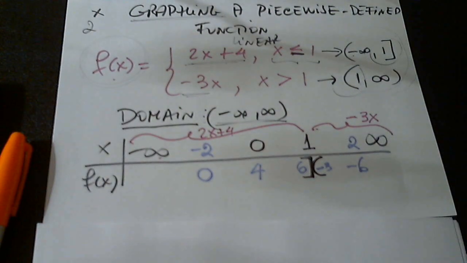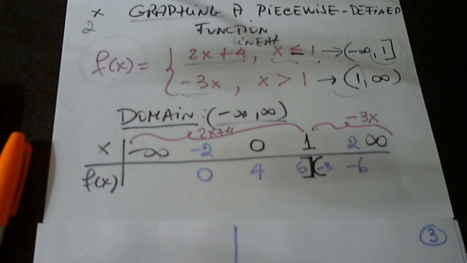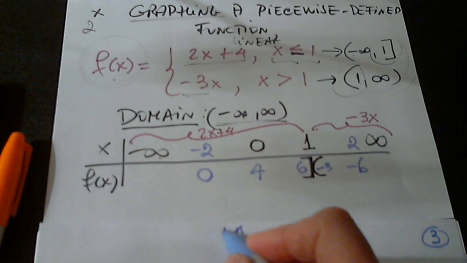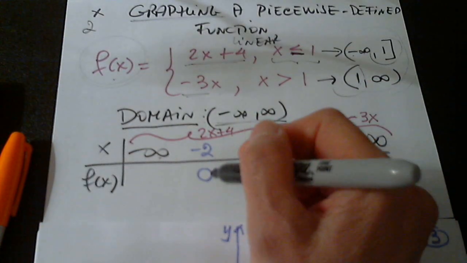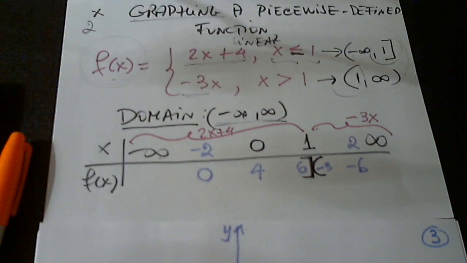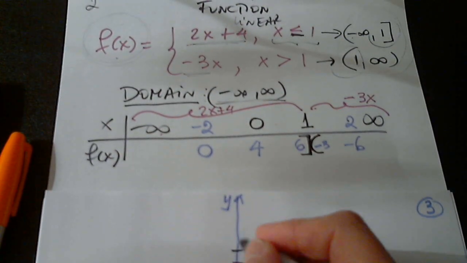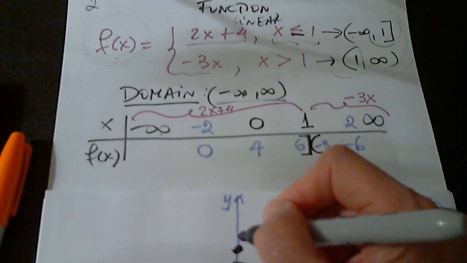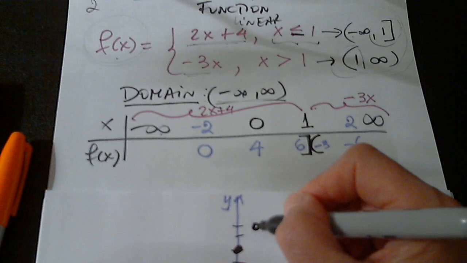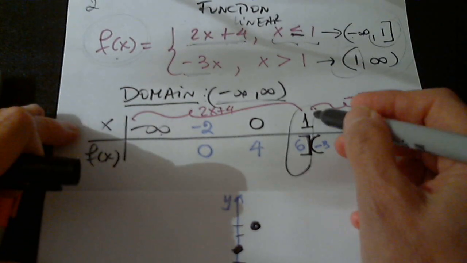I'm finally ready to graph this function. Here it is. And after this, we'll stop, I promise. Okay, so negative 2 for x, 0 for y. No problem. 0 for x, 4 for y. No problem. 1 for x, 6 for y. No problem. Full point because of the bracket. So this is a full point.